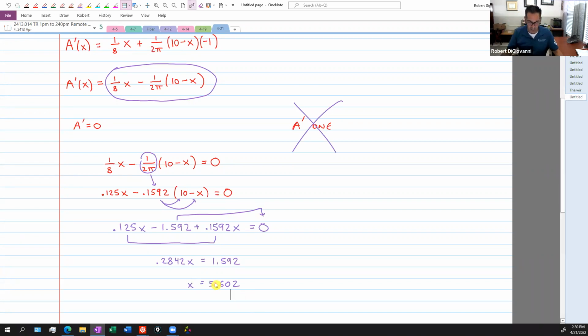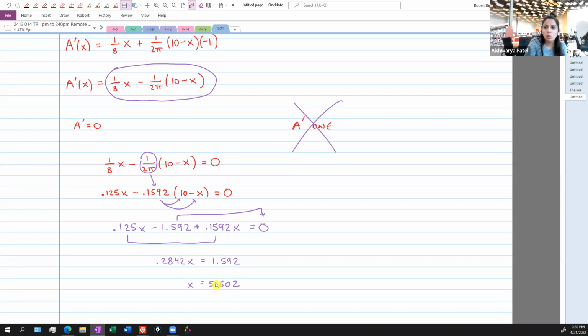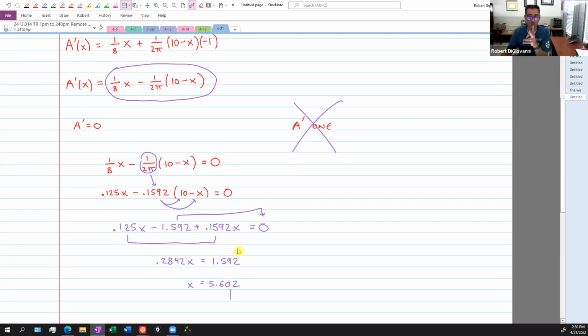What is this 5.602? What is that? Perimeter of the square. That's where we're supposed to cut it, right? Yeah. We're supposed to cut it there. What we don't know is whether or not this is giving us a maximum or a minimum here. We don't know. It's a critical number, right?